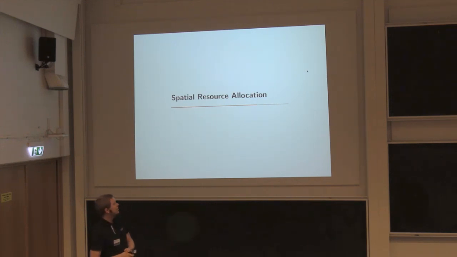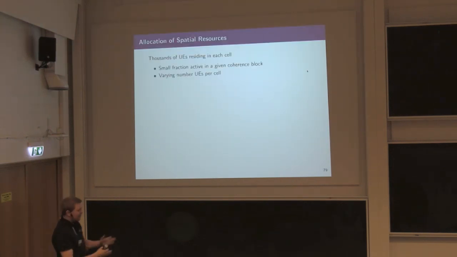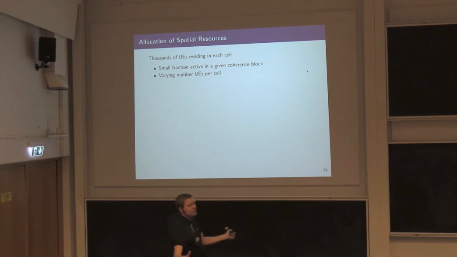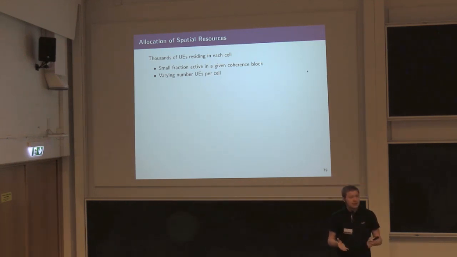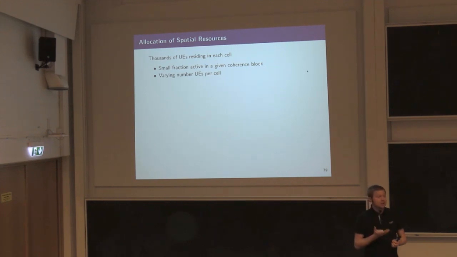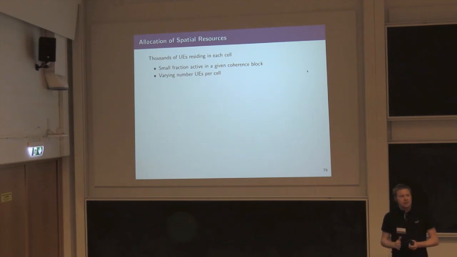Then I will briefly talk about spatial resource allocation before we end for today. So what does that mean? Well, we actually in practice have, say, thousands of users residing in one particular cell. But it's only a few of them that are actually active at a given point in time. And there will also be a varying number of users per cell. So how do these two facts affect what we do in our systems?